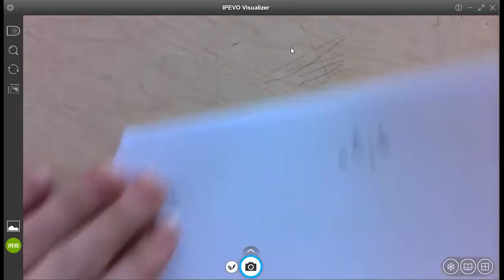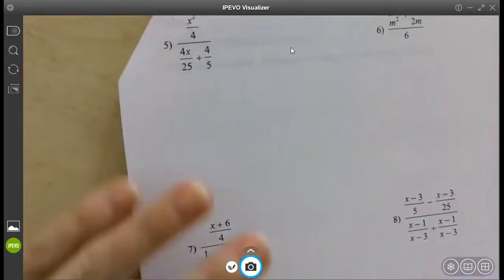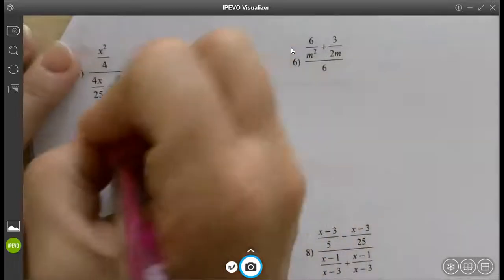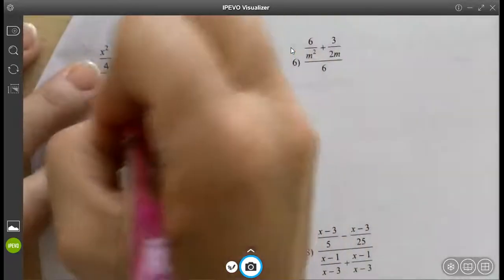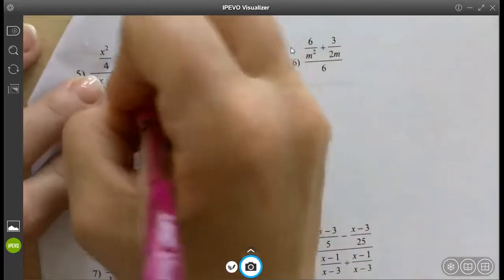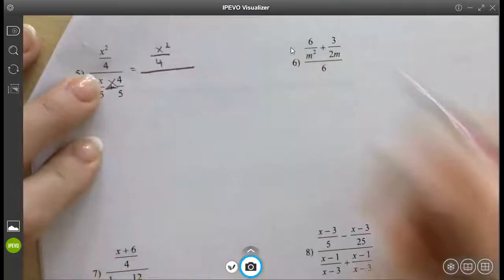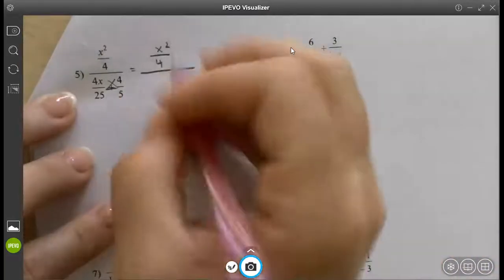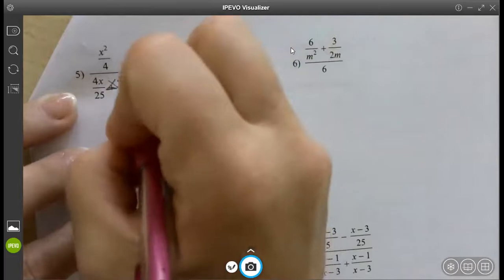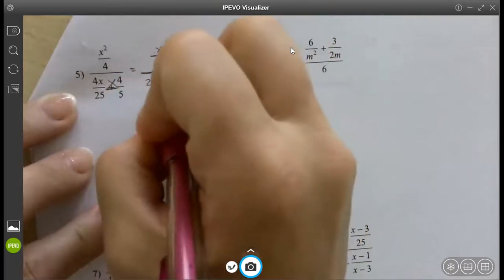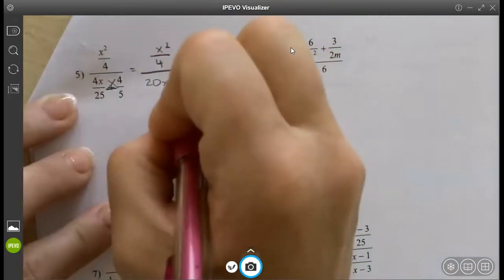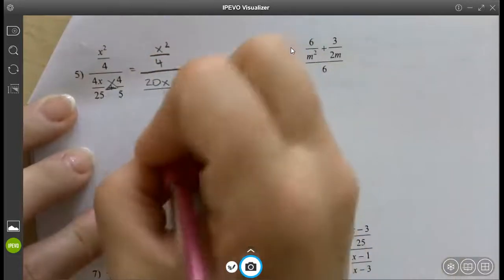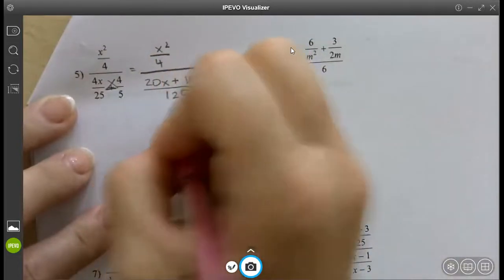This one's going to be a little bit easier because it's not like pluses and minuses underneath. So it's just x squared over 4. We're going to put this one together. There's nothing I can do to the x squared over 4. But on the bottom, I can cross multiply. 4x times 5 is 20x plus 25 times 4 is 100. And then multiply the bottom. 25 times 5 is 125.